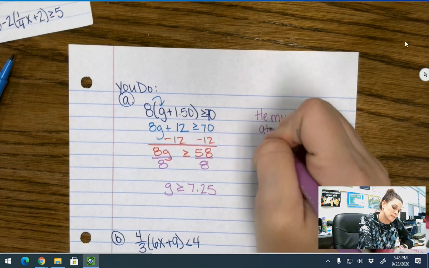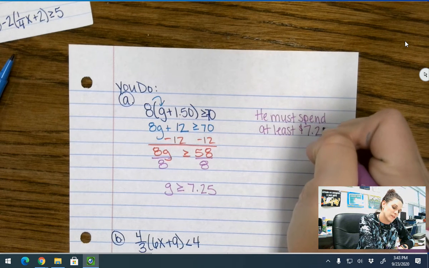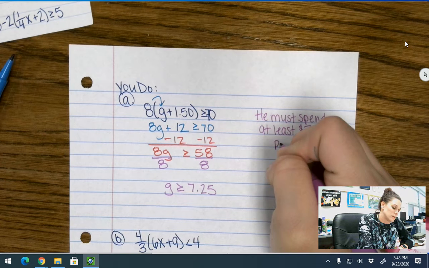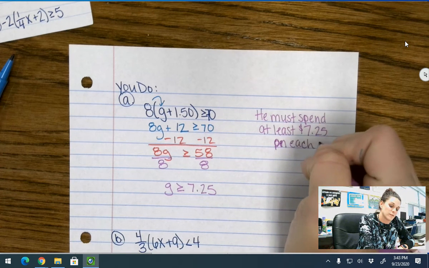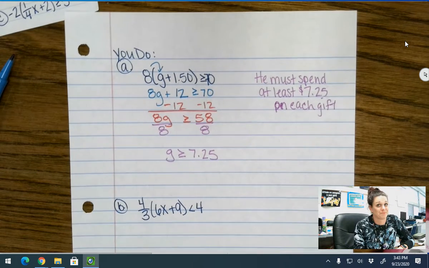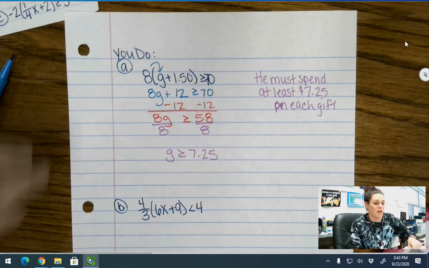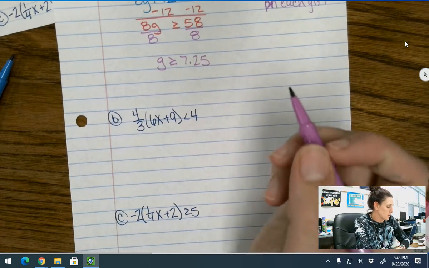So we are making a statement that he must spend at least $7.25 on each gift. Is that what you got? All right, so let's go ahead and check these next two. Okay.